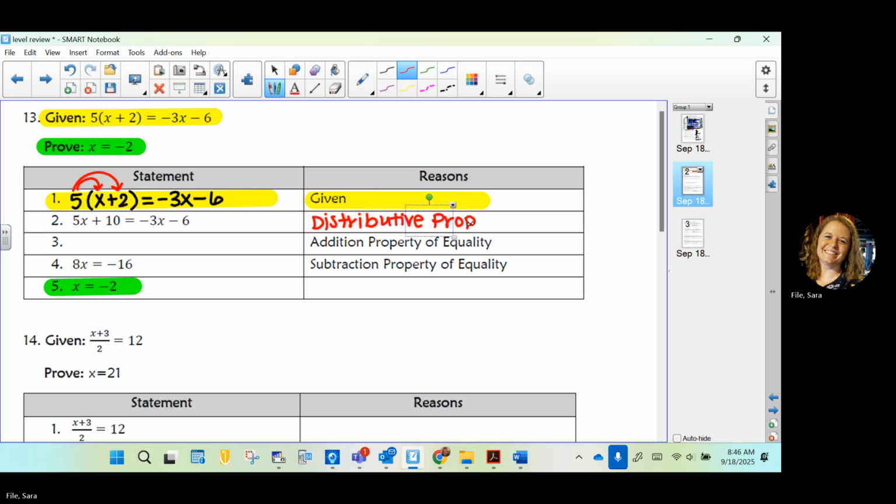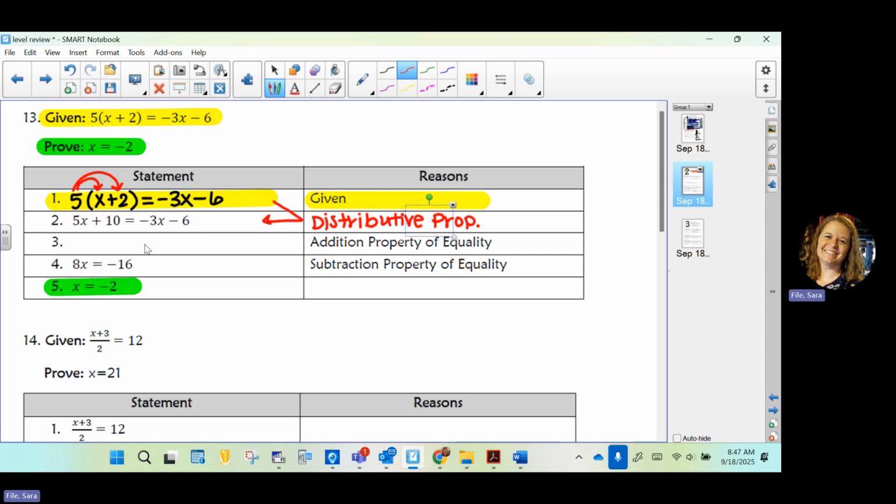Okay, remember your reasons are how you got from the previous line to the current line. Some people get mixed up. They're like, wait, am I filling in here how I got from 2 to 3? No, it's the previous line to the current line. What was the reason? Now it doesn't have to be the immediately previous line. Sometimes it's from a few lines up, but it's how did you get the current line? What was used? What property or definition or postulate or theorem?